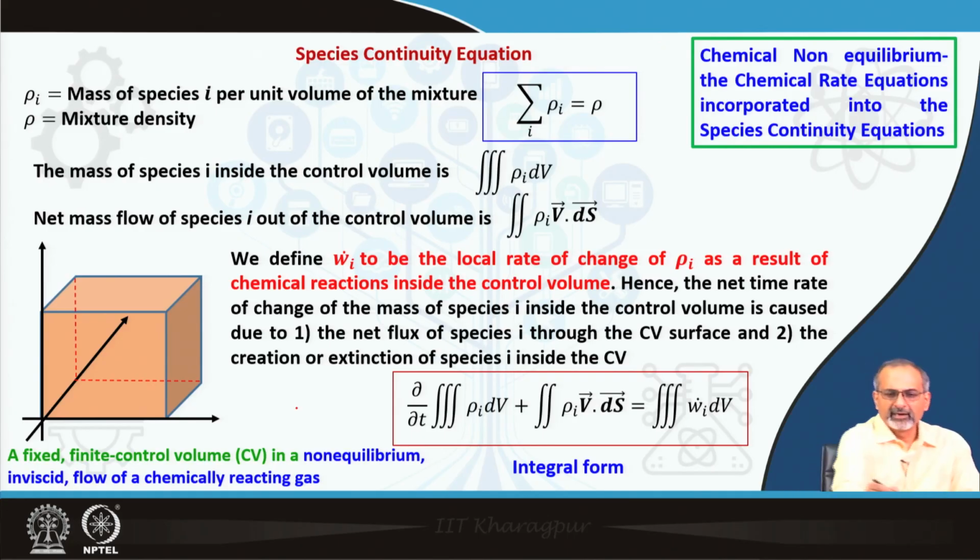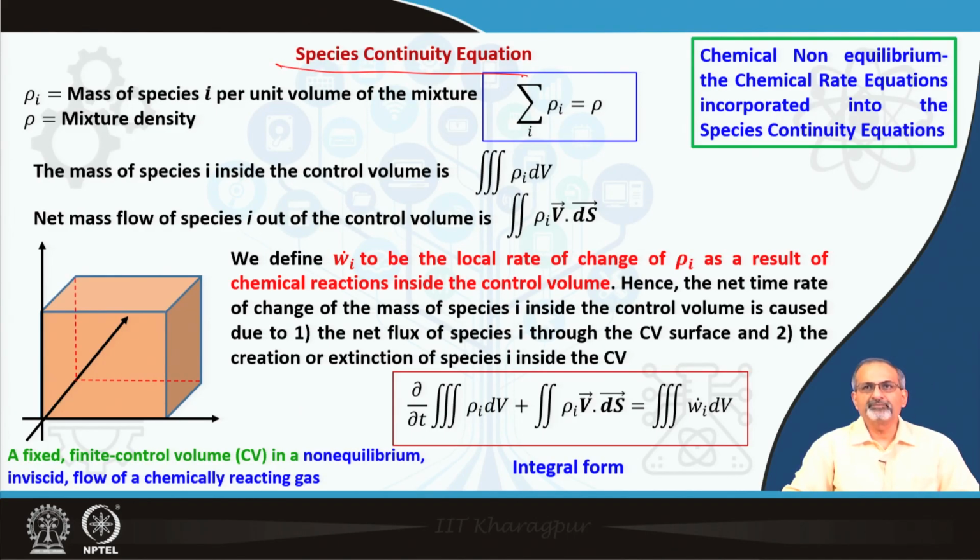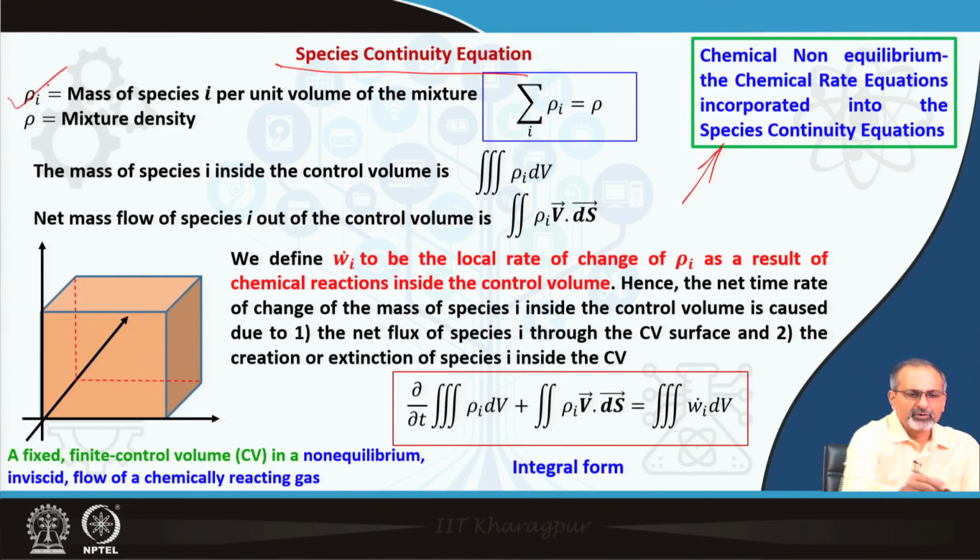Having recalled that, let us move on with that idea to frame the species continuity equation. So, here what are we talking about? We are talking about chemical non-equilibrium, and therefore, the chemical rate equations have to be incorporated into the species continuity equations, which we will have to do subsequently. First, let us look at the derivation or the form of the species continuity equation before we plug in the rate equations into it.